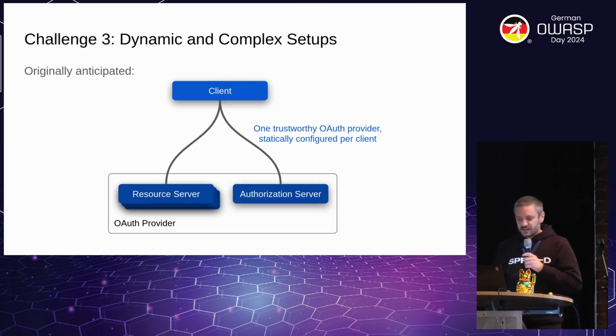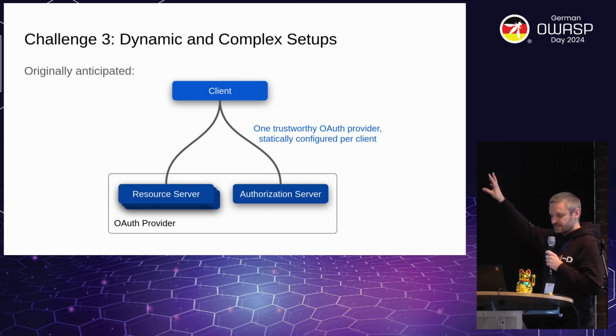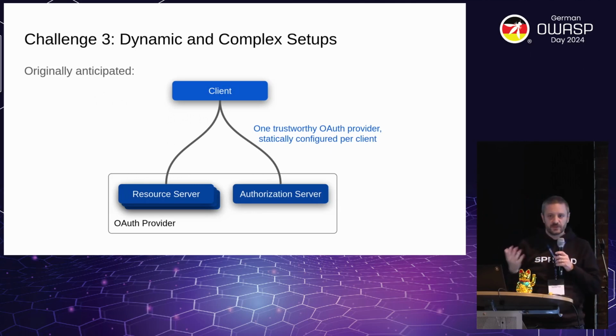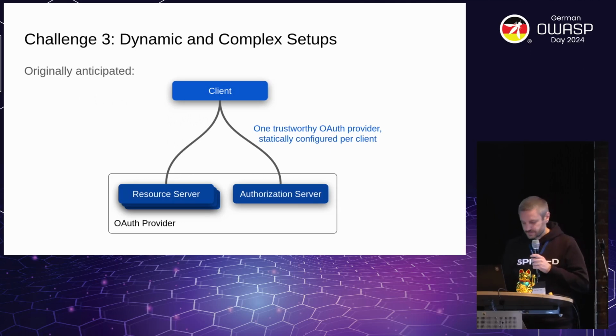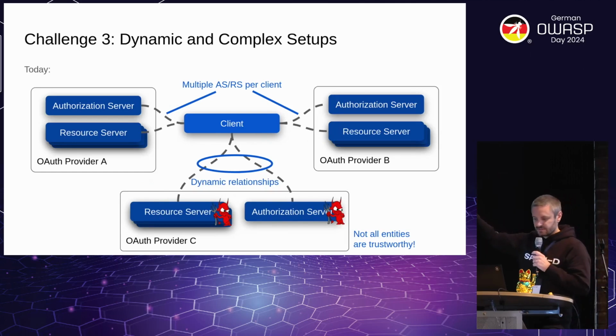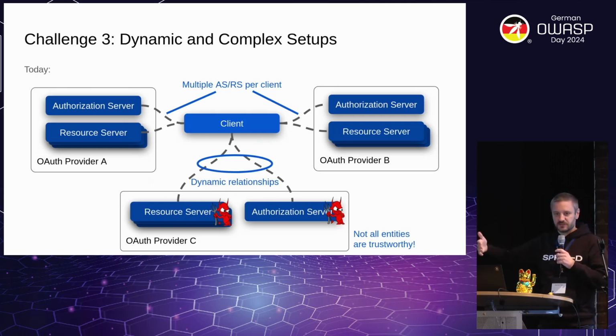And then we have another challenge, which is that originally OAuth was thought like this. You have a client that accesses, say, 1 or 2 or 3 OAuth providers, each with one authorization server and maybe many resource servers. So a really simple model. And that works fine, but nowadays it's not like this. It's more like this. So you have one client that accesses a bunch of OAuth providers at the same time. And when I say a bunch, I mean hundreds or thousands.